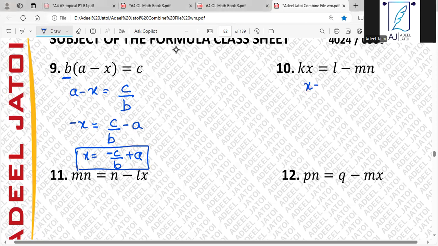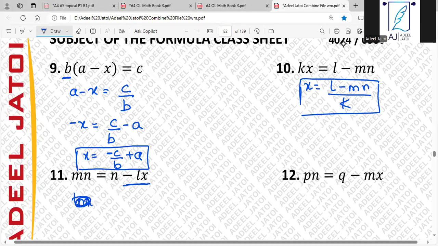For part 10, to make X the subject, K is being multiplied. So the only thing that we can do is L minus Mn upon K. On the other hand, if you see question number 11, minus Lx, we can just shift it on the other side. Lx becomes positive and Mn will become negative. So you have L with X. So this would be X equals N minus Mn upon L.